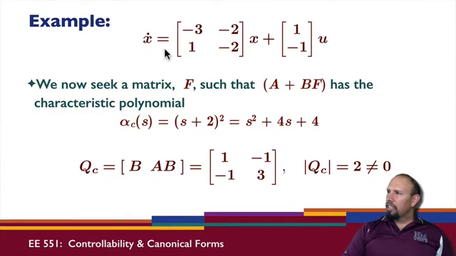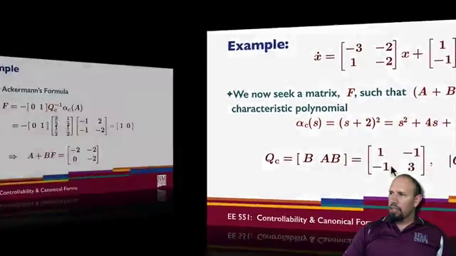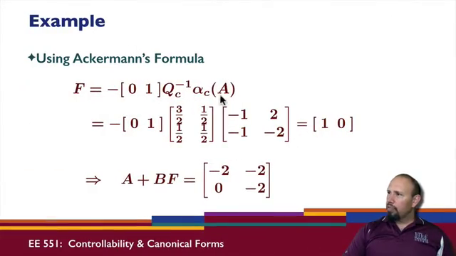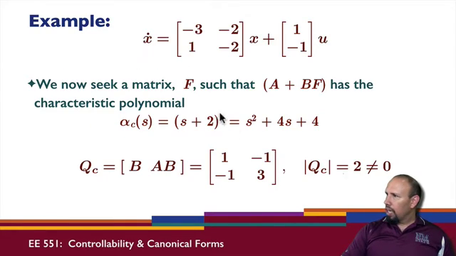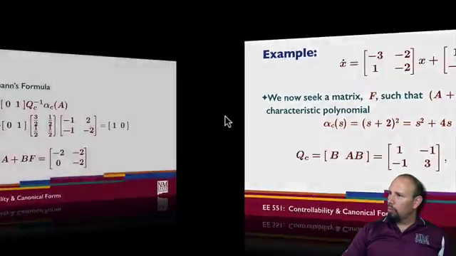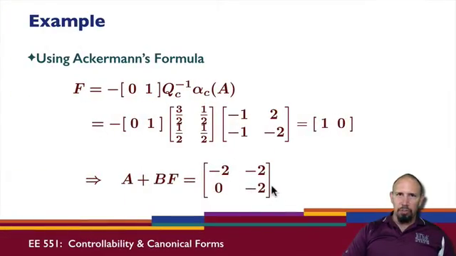Here's a system, and this is in continuous time. I want to find an f such that A plus BF has this characteristic polynomial. In this case, Qc is given by this. I can see that its determinant is not 0, so the system is controllable. I can use Ackermann's formula, and I can show that A plus BF is given by this. I can even see the eigenvalues, and the system does in fact have those eigenvalues. I wanted that characteristic polynomial, and I indeed have that characteristic polynomial.